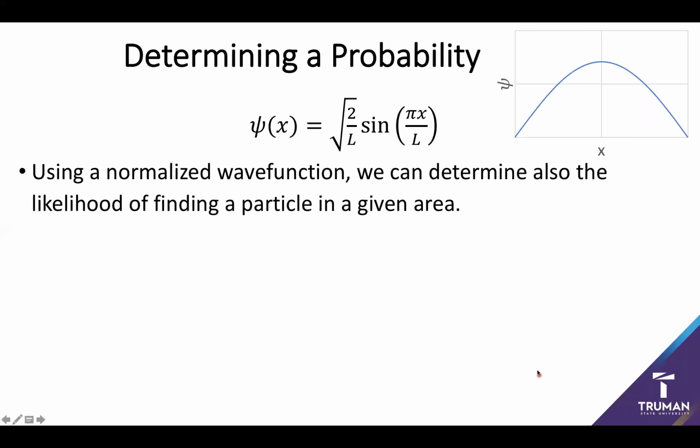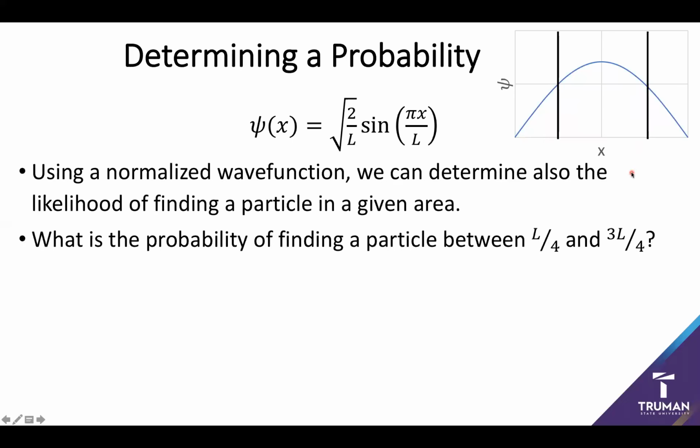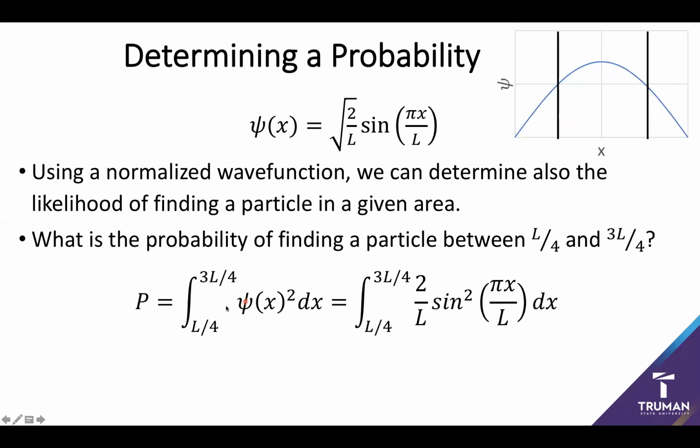However, one of the useful things once we have a normalized wave function is that we can use it to determine the probability of finding a particle in a given area. So let's say I want to figure out the probability of finding this particle in essentially the central half of this system, somewhere in between L over 4 and 3L over 4. So the 1/4 to the 3/4 mark. To do this, we can set up the same general expression, now with my normalized wave function, and just change the bounds of my integral.